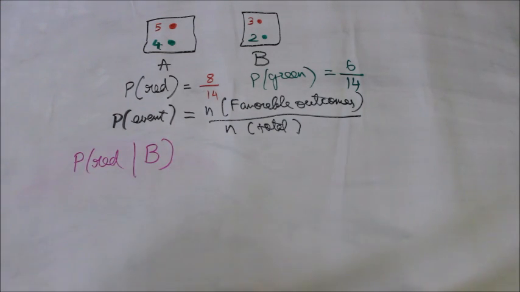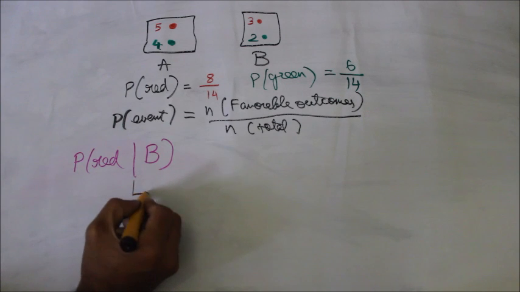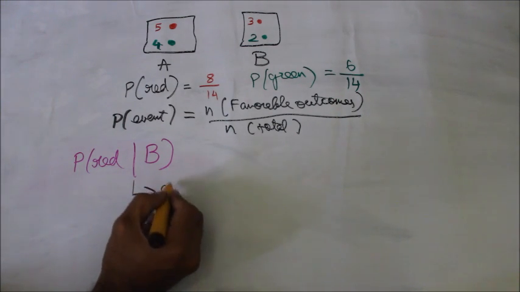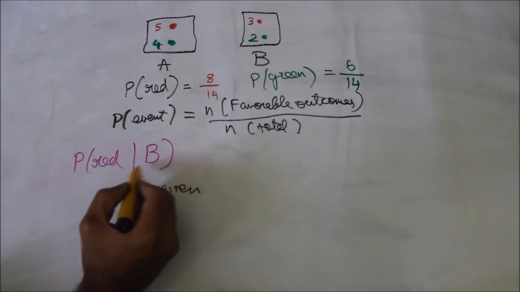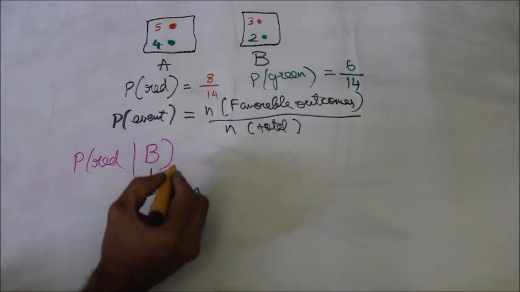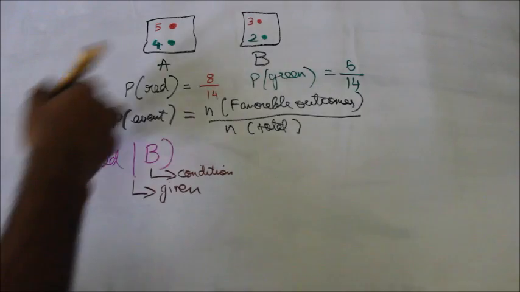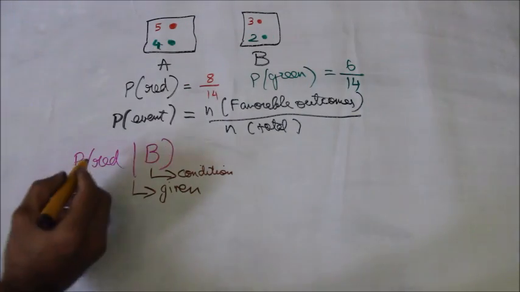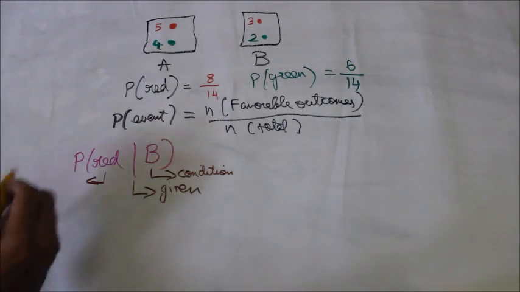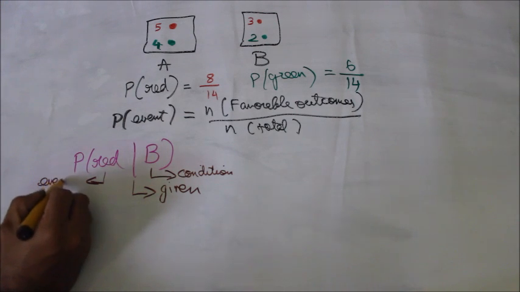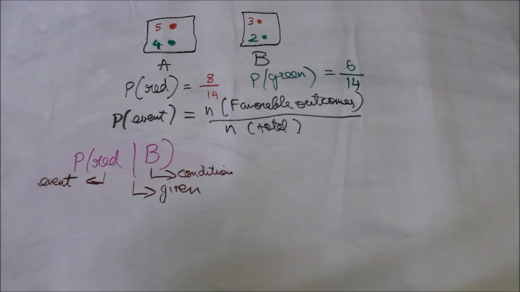Notice that I've introduced some conventions here. The upward slash indicates given. The quantity to the right of the upward slash indicates the condition. In this case, the condition is that the ball is being drawn from box B, and the quantity to the left of the upward slash indicates the event that I'm interested in, in this case the ball being red.